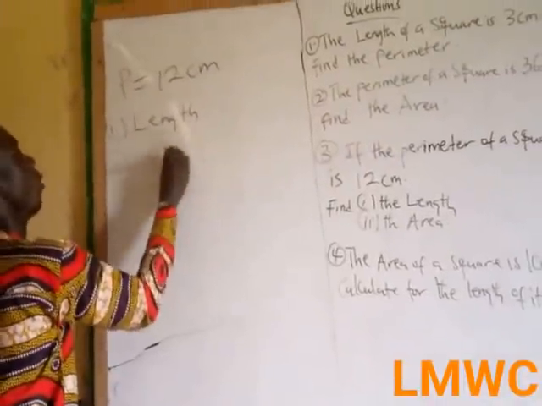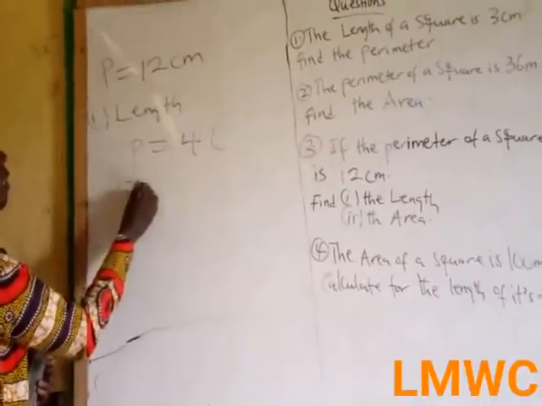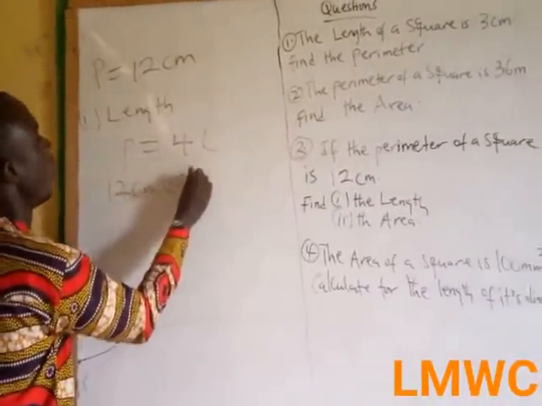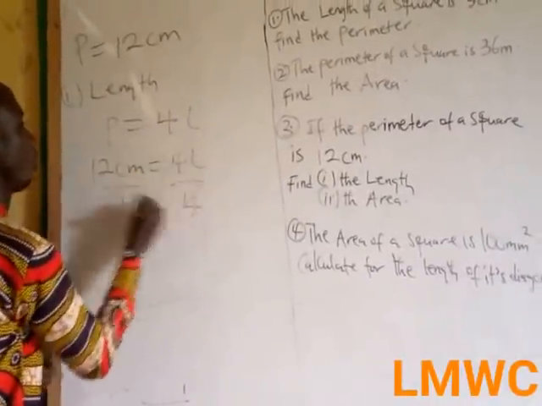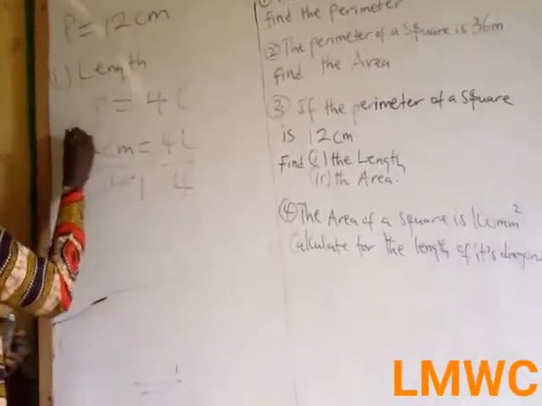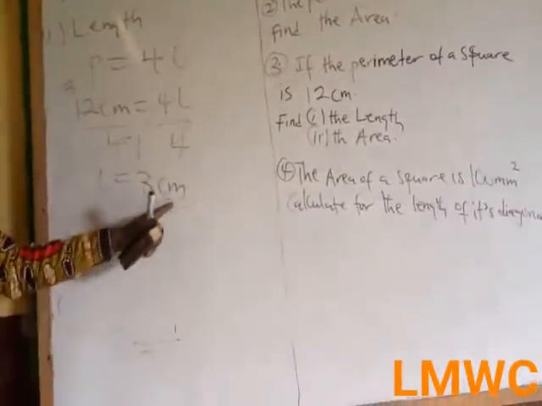So P is equal to 4L. And our perimeter here is 12 centimeters, equal to 4L. So you divide 12 by 4. So 4 goes into 12 three times. L is equal to 3 centimeters. Always don't forget to bring your units.